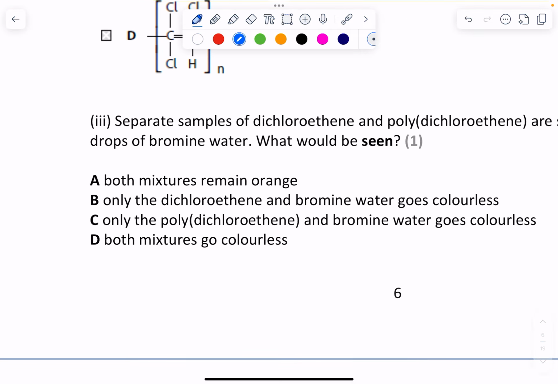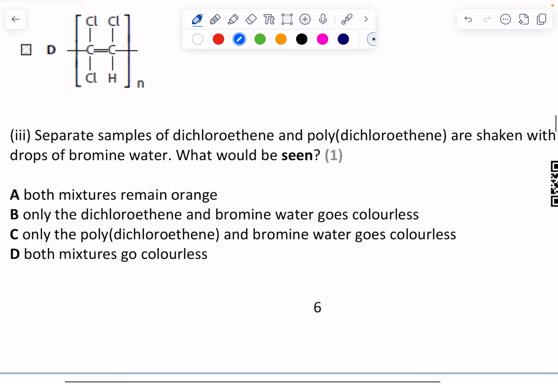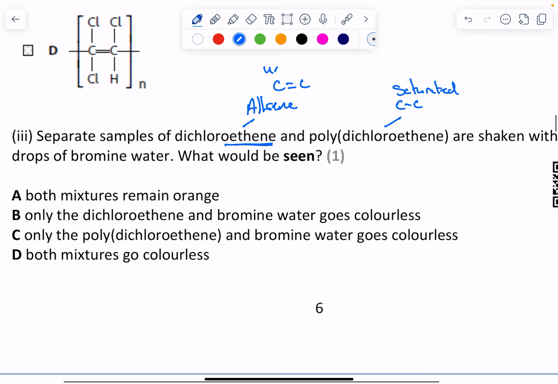Carrying on, separate samples of these 2 chemicals are shaken with bromine water. What would be seen? So remember here, the fact it's an ene means it's an alkene and it's got a C double bond C. And this one here, because it's a long chain, that double bond, as you've seen, has gone. So this one is carbon single bonds. So this one we describe as saturated, and this one we described as unsaturated.